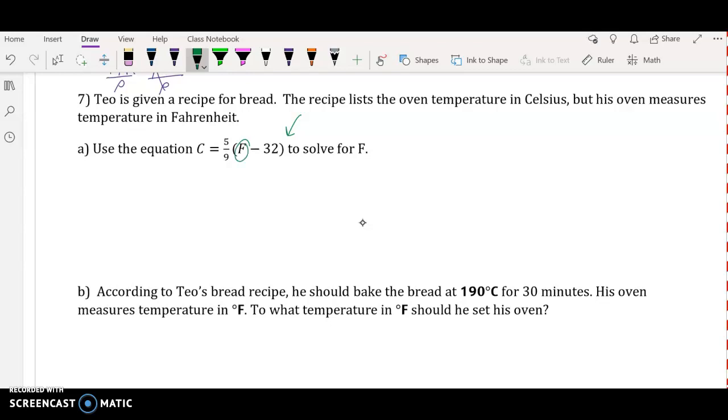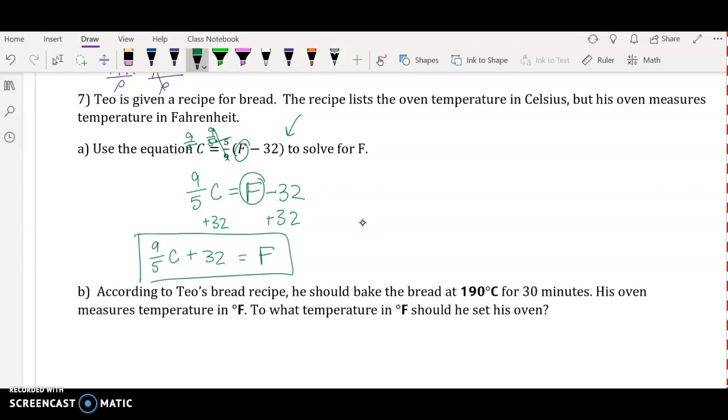So what I'm going to do is get rid of that 5/9 out in front by multiplying by 9 over 5. That's going to undo the 5/9, so I get 9 over 5 C equals F minus 32. Now to get F by itself, I'm going to go ahead and add 32 to the other side. So our temperature in Fahrenheit is going to be 9/5 of the temperature in Celsius plus 32. That's how we can convert if we're given something in Celsius to Fahrenheit.